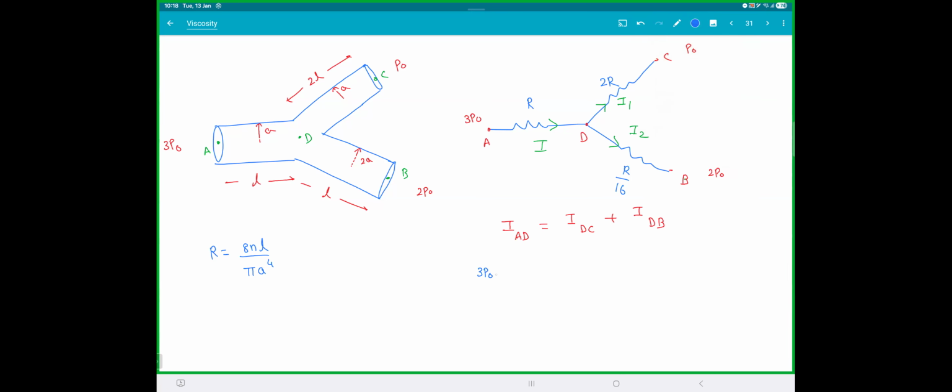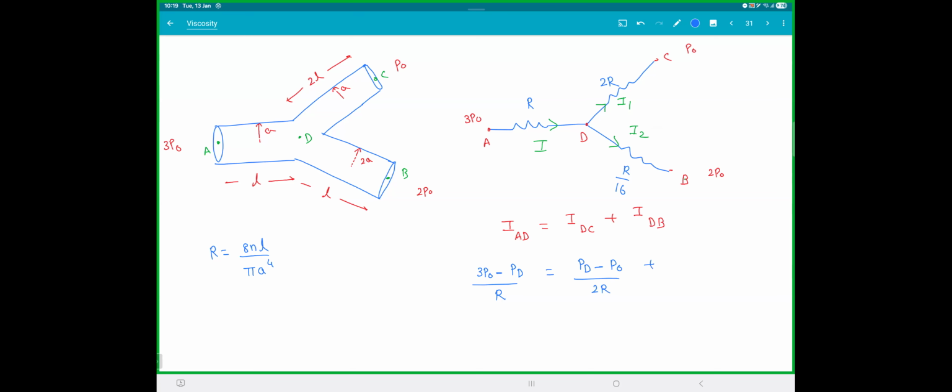So this will be (3P naught minus PD) by resistance R. You're going from D to C, so you're assuming D has more potential: PD minus PC, which is P naught by 2R. D to B, so you're assuming D is greater.